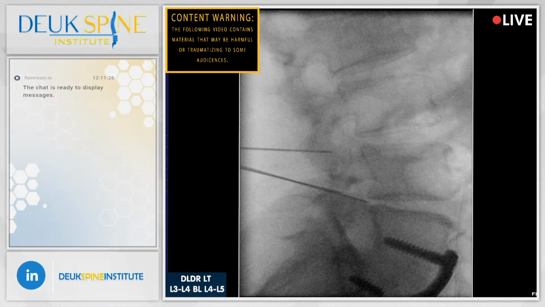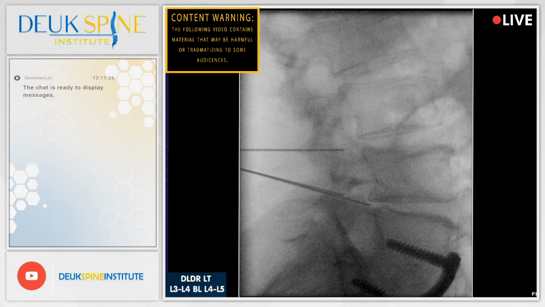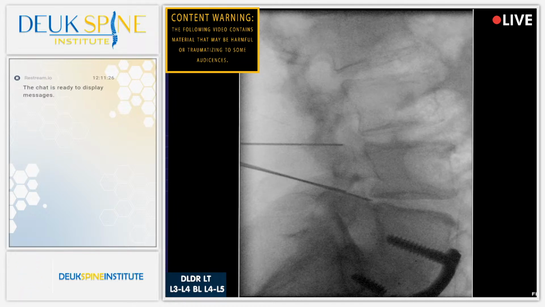I'm going for the L3-4 disc now, and I'm going for the L3-4 disc from the left side. Everyone agree, left L3-4? Let's just verify that. Left L3-4, bilateral L4-5. So we're always checking and double checking, because after all, we're operating on a human being. We want to make sure we're doing the right thing. So is he reliable at this point?